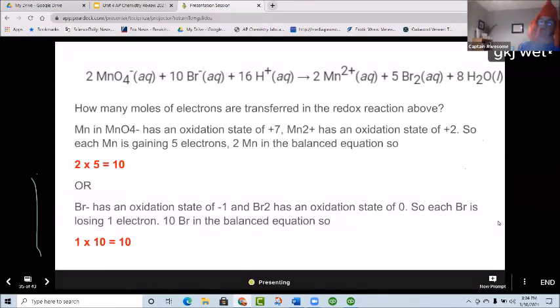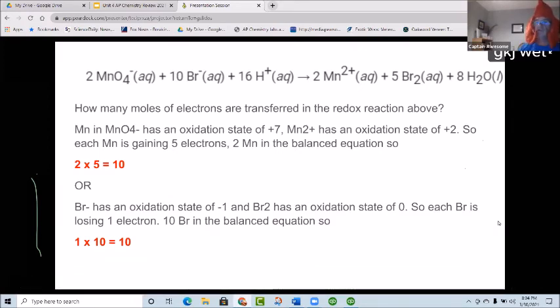So if you were doing the oxidation state of Mn in MnO4, it has an oxidation state of +7. And on the right-hand side, the manganese has an oxidation state of +2. And that means that each permanganate is gaining 5 electrons. And since there are 2 manganeses, that means there's a total of 10 electrons. That's one way to do it.